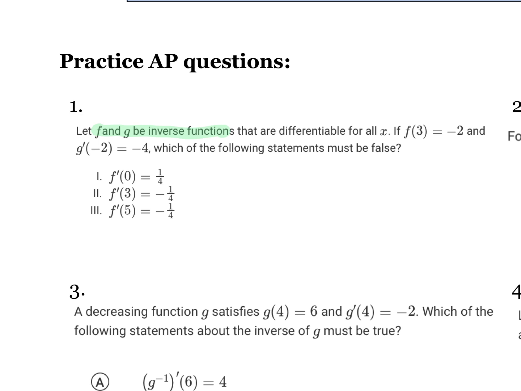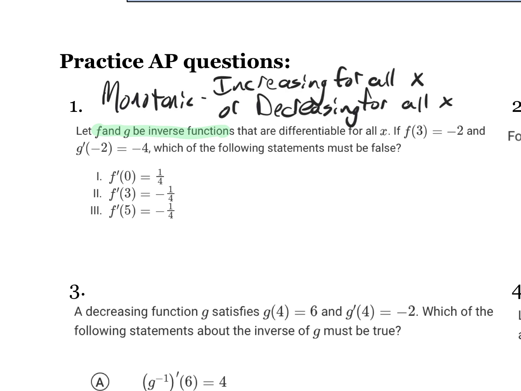Since they're inverses, that means they're invertible, which means that they are monotonic functions. It means that they are increasing or decreasing for all real numbers, okay? So they are increasing for all x or decreasing for all x, one or the other. That's going to be important. And we're also told that it's differentiable. That's important because we're going to use our rule here.